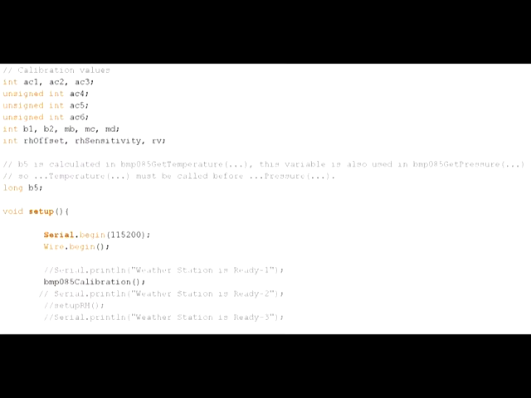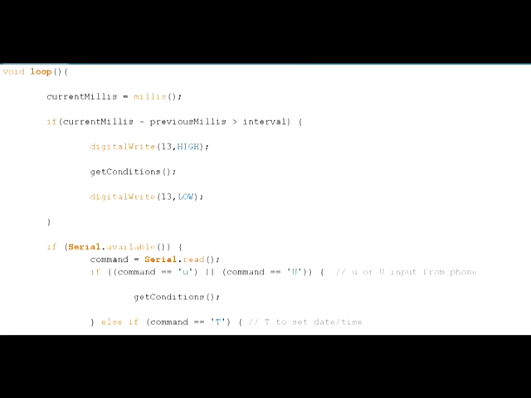So here's the setup function. First thing I do in setup is I begin the serial communication, that way it knows to communicate to whatever I have connected over Bluetooth. Then I call my barometric pressure calibration, and it'll get all the values from the barometric pressure sensor that I will need to calculate the barometer and the temperature. And then it goes into the main loop function.